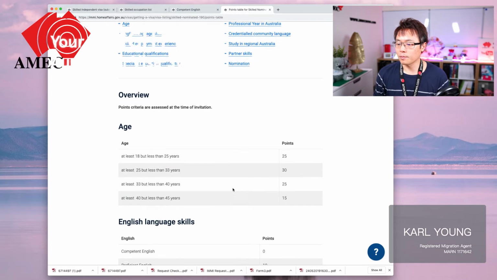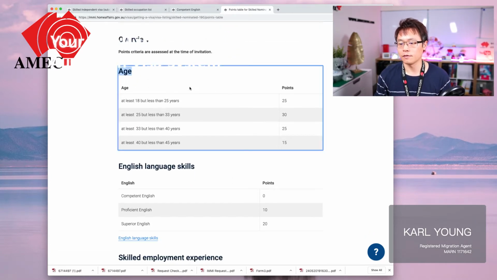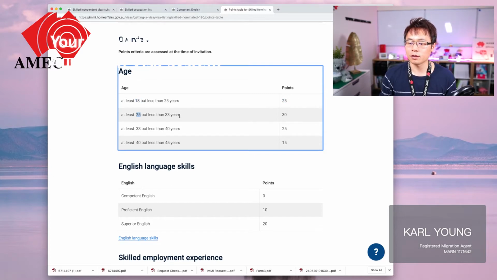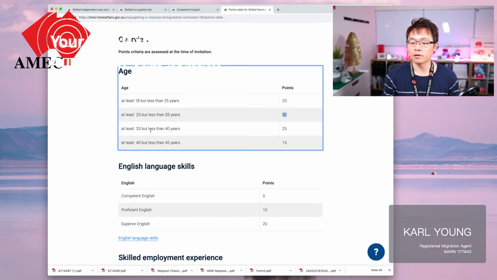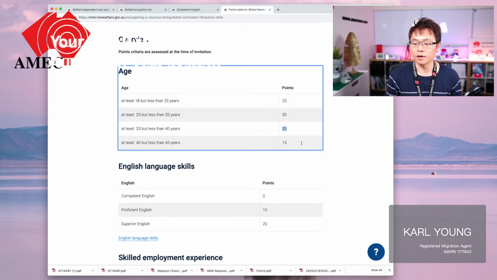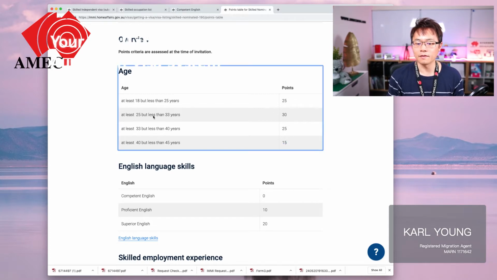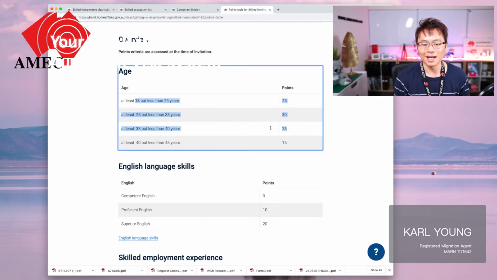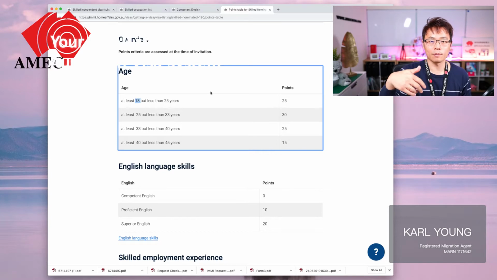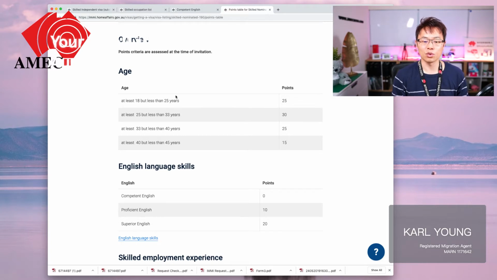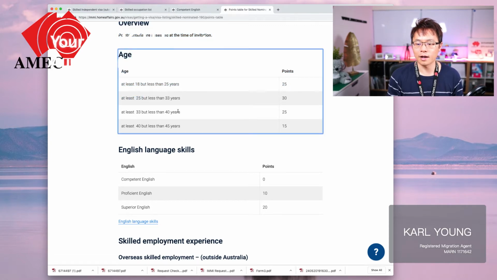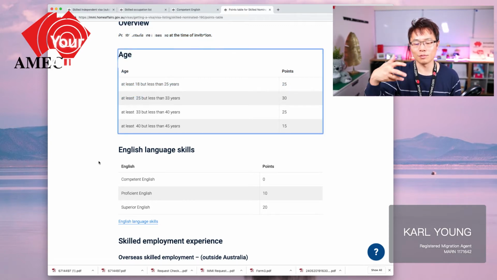Now let's jump into the actual points. For age, if you're between 18 and 25, you get 25 points. Age 25 to 33, you get 30 points. 33 to 40, you get 25 points. 40 to 45, you get 15 points. So they favor migrants between 18 and 40. But if you're only 18, it's very hard to get what I'm going to share with you regarding work experience, as it's not possible that you graduated with years of work experience. So I think the most favorable range is between 25 and 40. You will see what I mean, because you need to meet higher points.